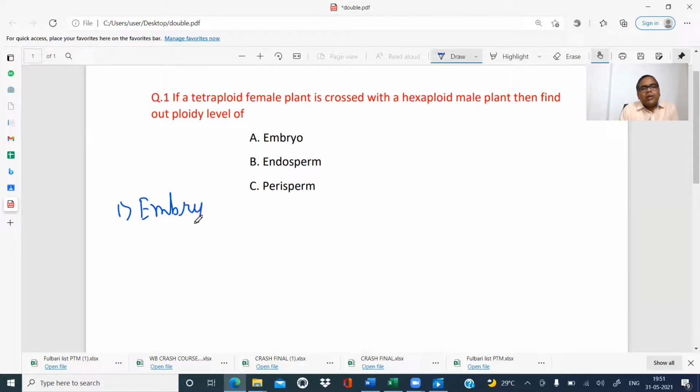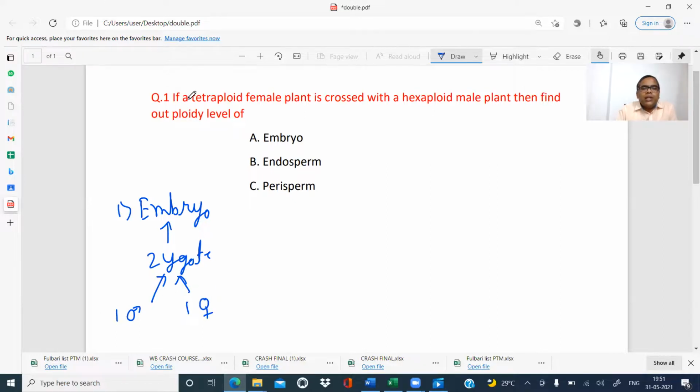Now come to the basic point. Embryo, how is it formed? Embryo is formed from zygote. How is the zygote formed? Zygote is formed through fusion of one male gamete and one female gamete. That is very simple.